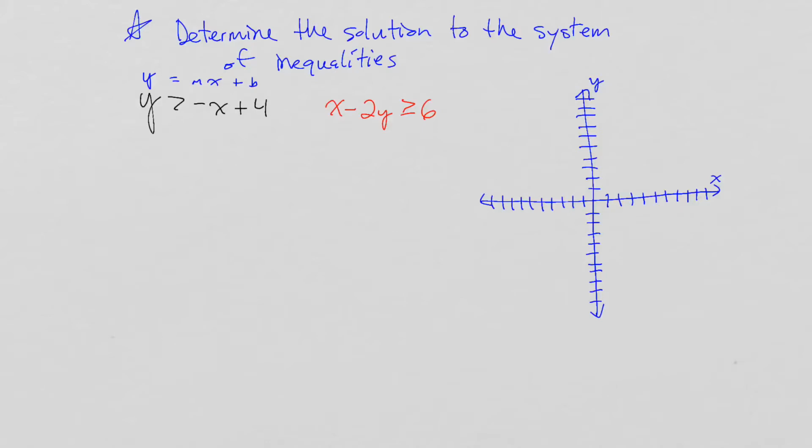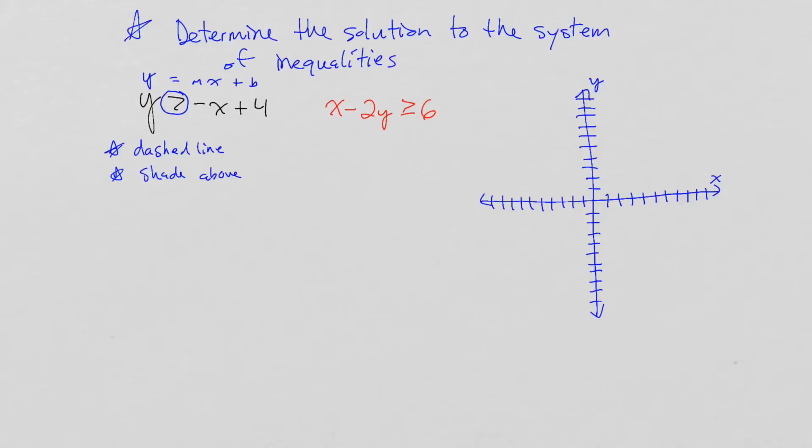So first let's talk about what this line is going to look like. We have this greater than symbol, y is by itself, and there's no equal sign there, so this is going to be a dashed line. And since y is by itself, we're going to shade above the line. And we're going to do that once we get our information there.